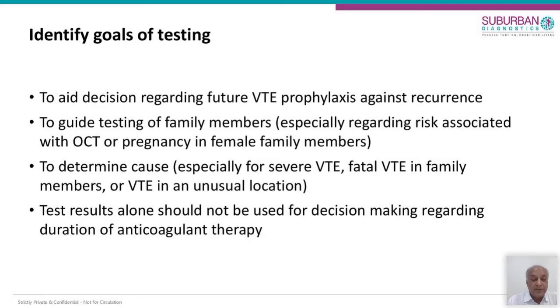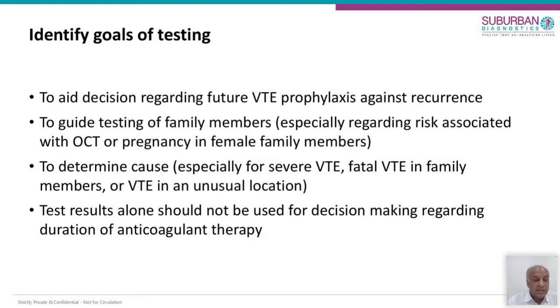So the point I'm making is no investigation at presentation, no investigation during the first initial anticoagulation, no investigation even after that, unless you have a clear objective or goal in terms of what you want to know by doing the test in terms of further management of the patient. So the first point we just now dwelt on.